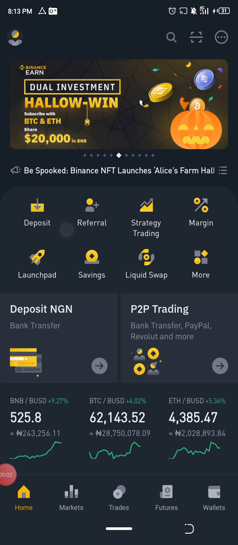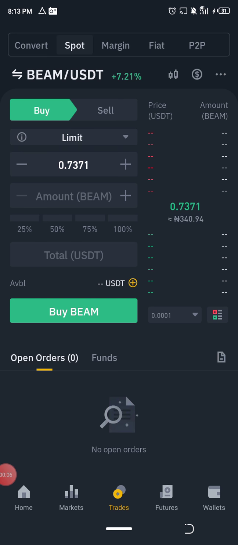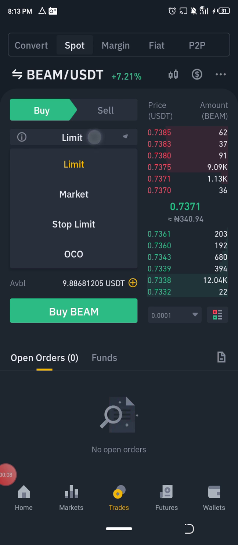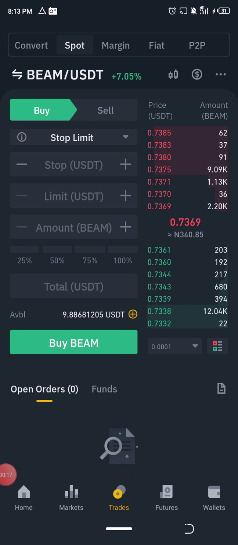So, welcome to another edition of the trading section on Binance. And in this trading section, we'll be talking about how to place a trade with the stop limit order.